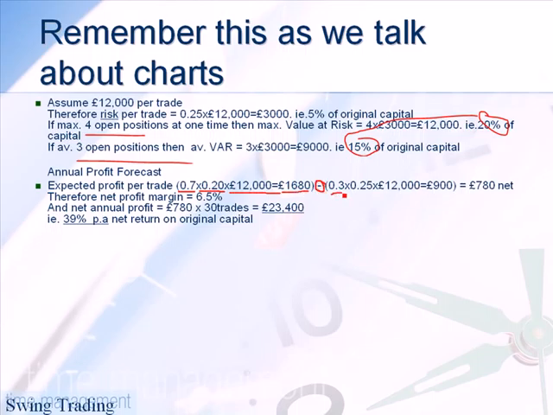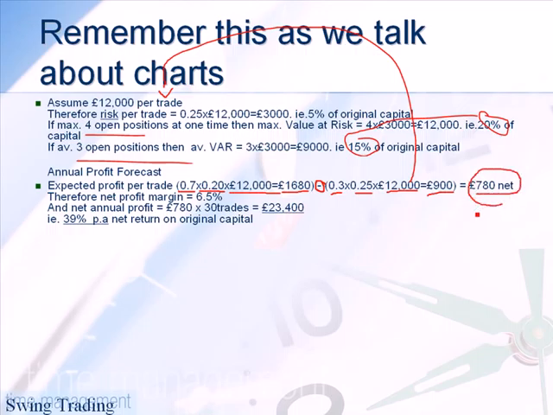You've got to subtract from that the losing trades you'll have. 3 times out of 10 you're wrong. You lose 25% of the £12,000 per trade when you are wrong. Remember, it's £12,000 per trade. That equals £900. That doesn't mean you're going to lose £900. This is the expected gain and expected loss.